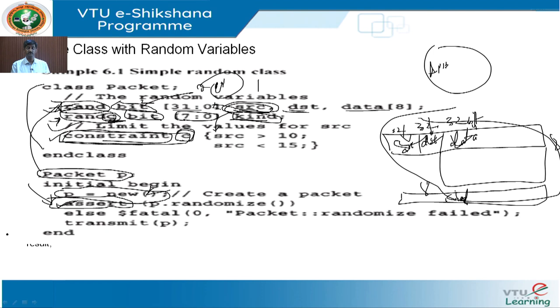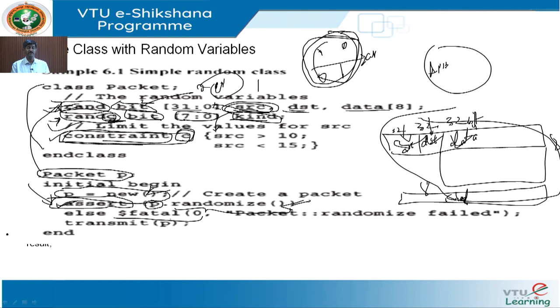So source, destination, data and kind: where will they be taken? Through your class packet. So I am randomizing those values, I am inserting those values. Whenever there is a change in the values, 1 to 0 or 0 to 1, I will assert that. If that value does not have any change, then I will say it is an error; that is, I am unable to randomize this. So that's why I will say a fatal error.